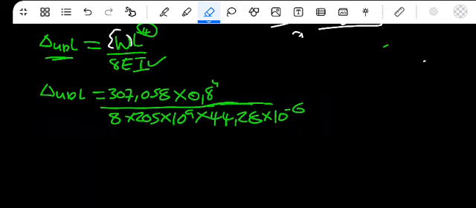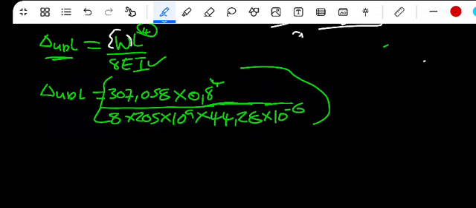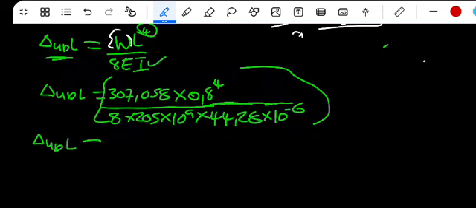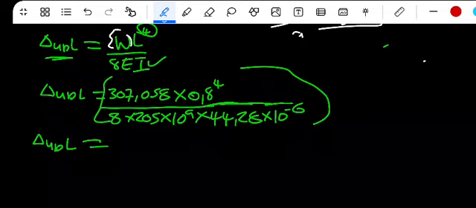This is what we have now. We'll simply punch this in. Here we have raised to the power of 4. Now the change in deflection due to the UDL. Let's see what we get.